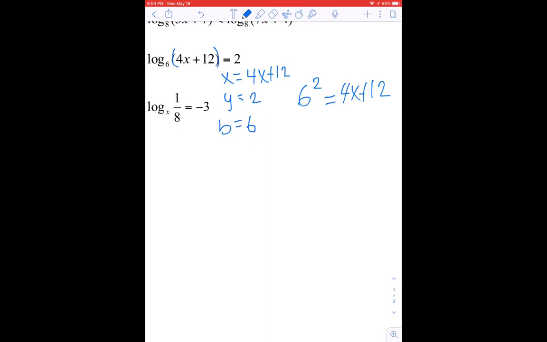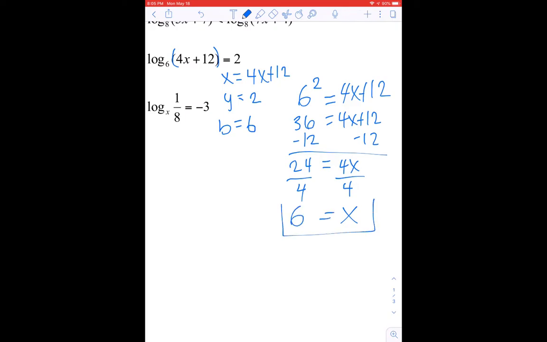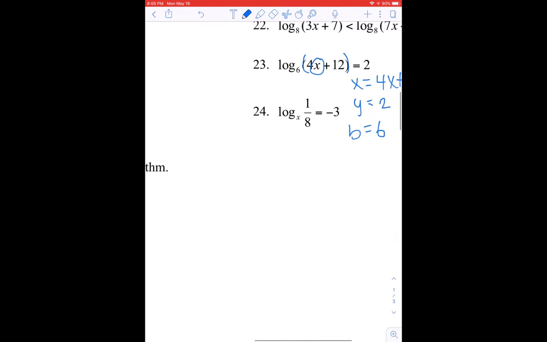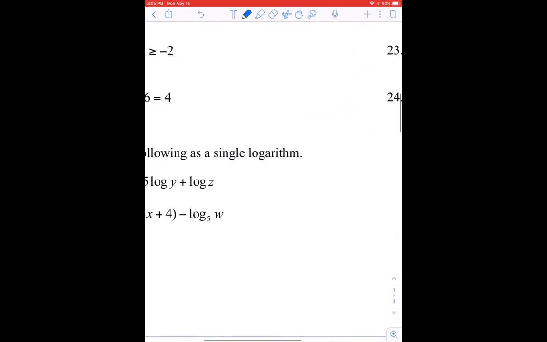And then you just start solving for the x. So 36 equals 4x plus 12. I'm going to subtract the 12 from both sides. 24 equals 4x. Divide out that 4. So you should get x equals 6, and that's your final and only answer. If we plug that 6 back in to the x, our answer inside of the log is still a positive answer, so we know that answer works, because 4 times 6 is 24 plus 12 is 36, so it'll be positive.